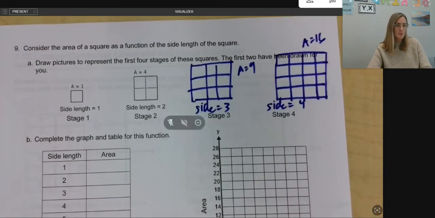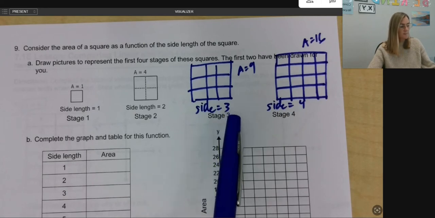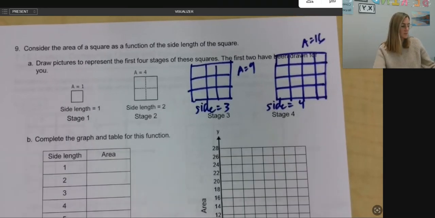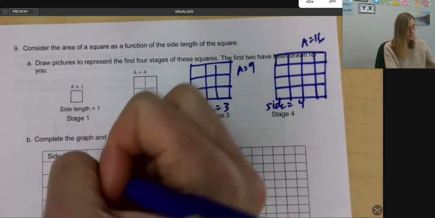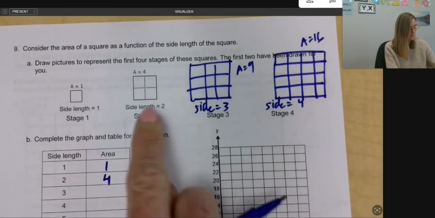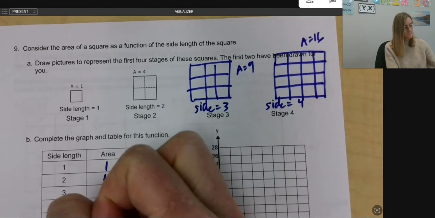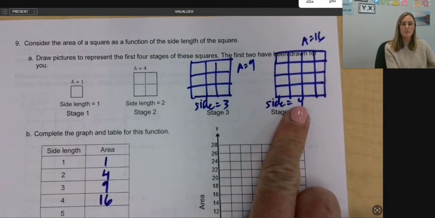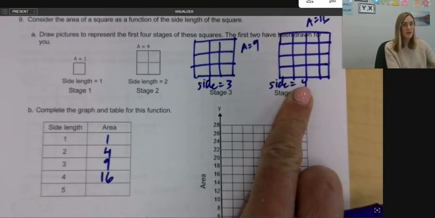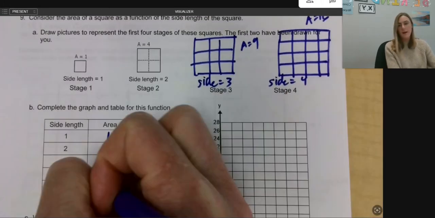So your square should look like this. With a side length of 3, your area is going to be 9, and with a side length of 4, your area is going to be 16. So we can go ahead and complete our table. Side length 1, my area was 1. Side length 2, my area was 4. Side length 3, area was 9. Side length 4, my area is 16. And then we can see the side length of 5, my area would be 25.